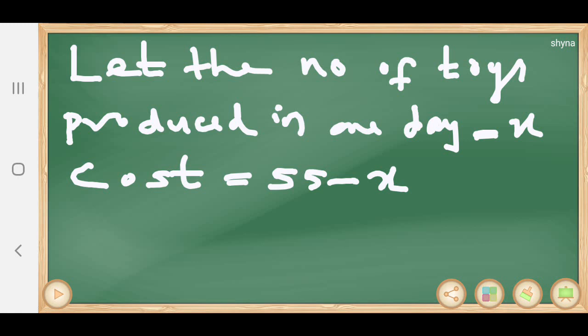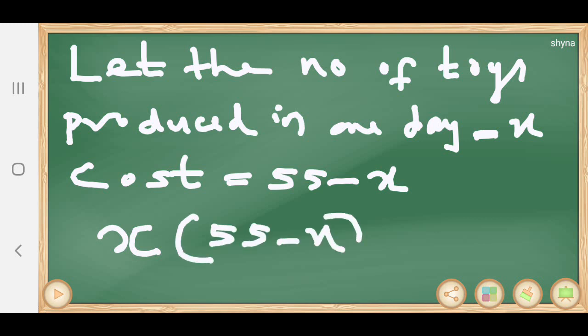Okay, then here, in a particular day, total x toys, and the cost per toy is 55 minus x, that equals 750. x into 55 minus x equal to 750. The number of toys produced in one day is x, then its cost is 55 minus x. It is given in the question. Okay. Then x into 55 minus x equal to 750.